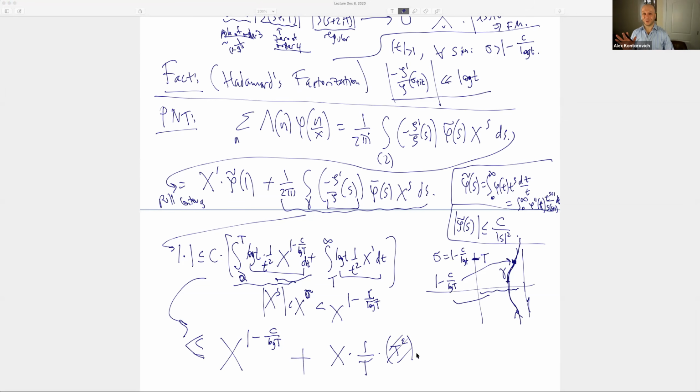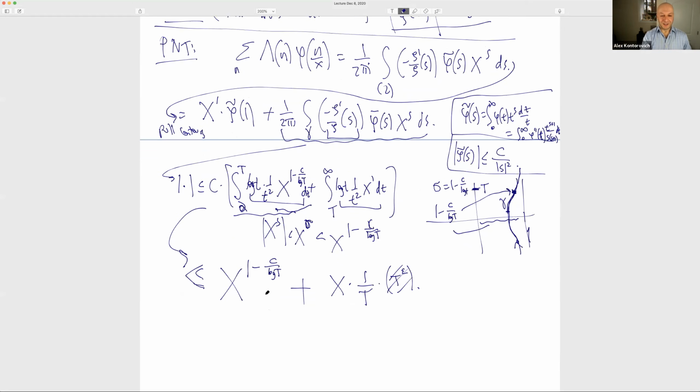So far, so good. You're with me. We're almost there. This is almost the prime number theorem. So let's put it all together. What we have is a sum over n of the von Mangoldt function. I'm giving you the smooth form of the prime number theorem.